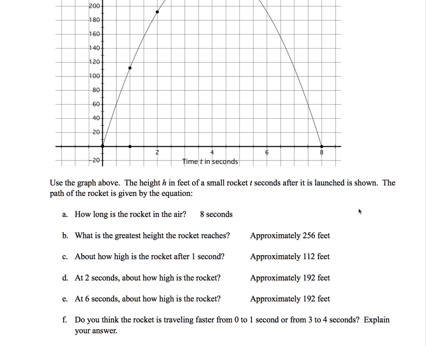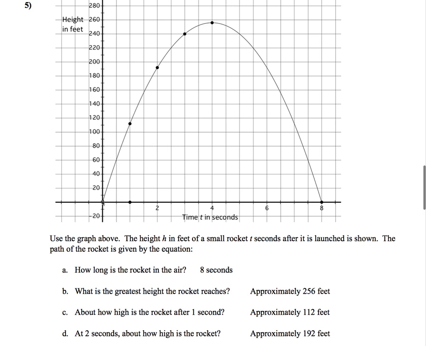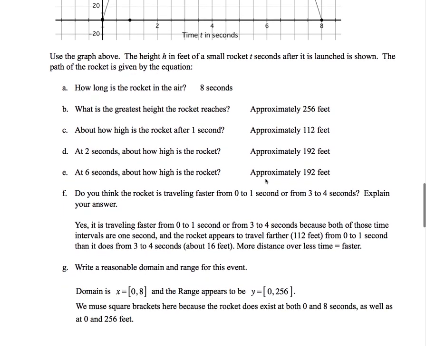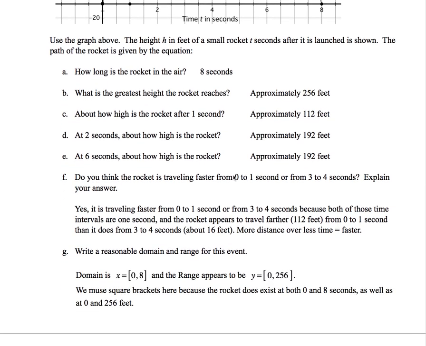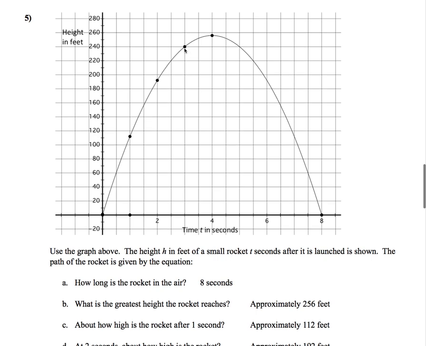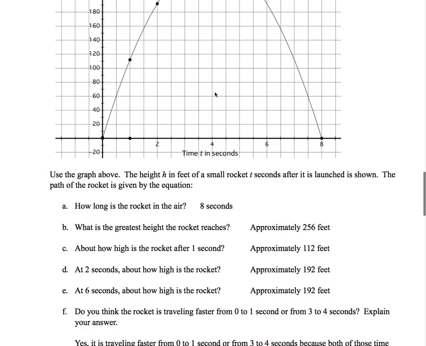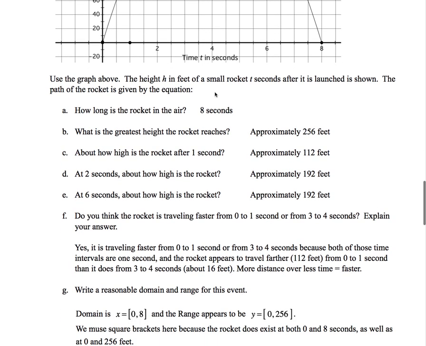Now, is the rocket traveling faster from 0 to 1 second, or from 3 to 4 seconds? Well, it is traveling faster from 0 to 1 second, because in that time it appears to travel 112 feet, but in the interval 3 to 4 seconds, the change in height is only 16. So farther in less time means faster.